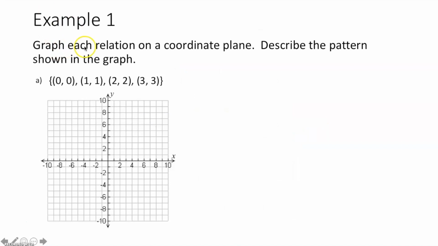Now example 1 says graph each relation on a coordinate plane. Describe the pattern shown in the graph. So we're going to graph each of these points on this plane. So 0, 0, that's our origin. So that's where the x-axis and the y-axis cross. So we're going to put a point at the origin.